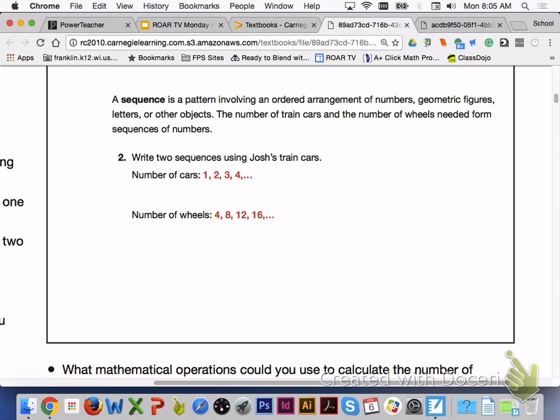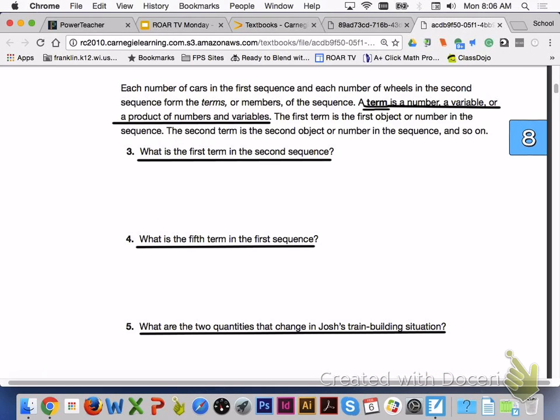For number 2, using Josh's train cars, the sequence for the number of cars would be 1, 2, 3, 4, and the sequence for the number of wheels would be 4, 8, 12, 16. Please turn to page 533. Each number of cars in the first sequence and each number of wheels in the second sequence form the terms or members of the sequence.